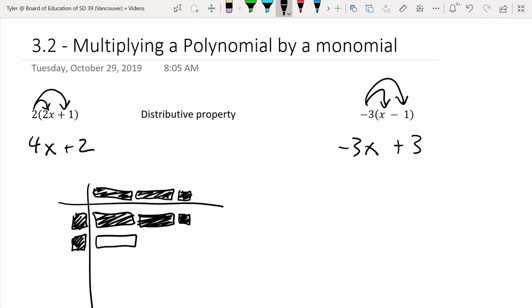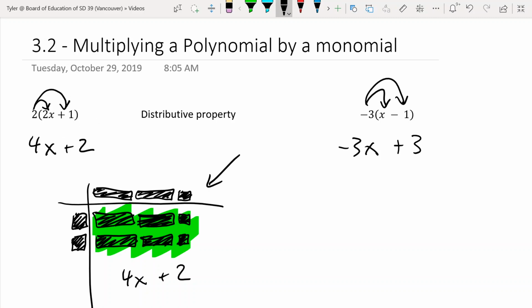Same thing over here. 1 times x, 1 times x, 1 times 1, and now we just look at what was in this. This is the final answer. We have 4x's plus 2, which was the same answer we got before. Again, I don't recommend doing this for a lot of questions because it takes a long time, but it's a good way to visualize. When you do it over here, it works the same way.